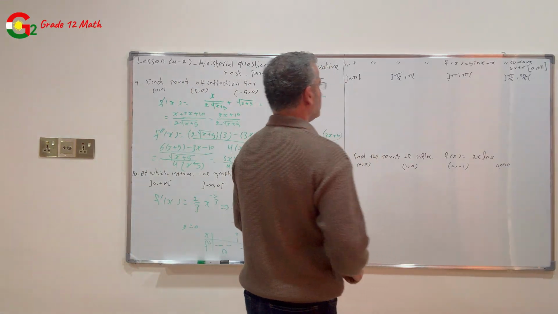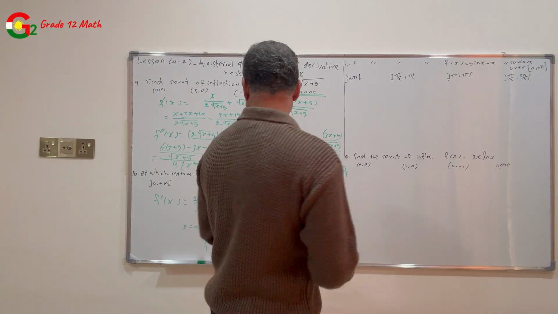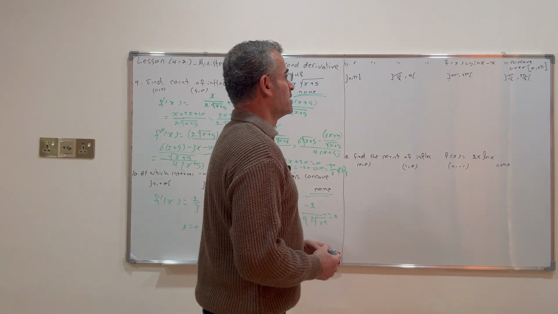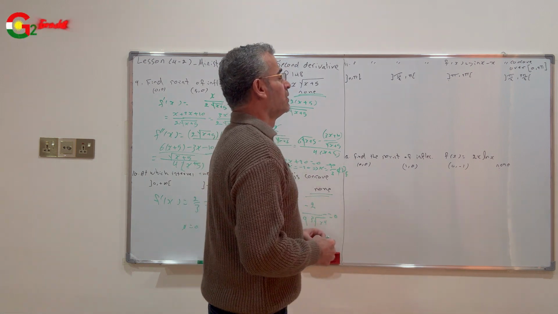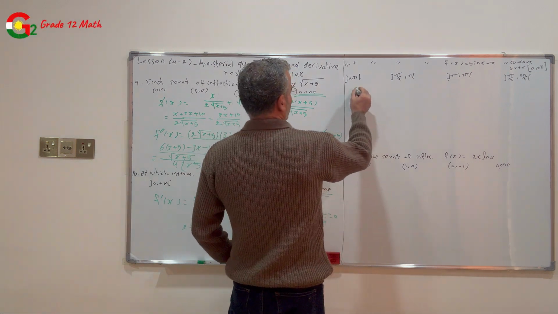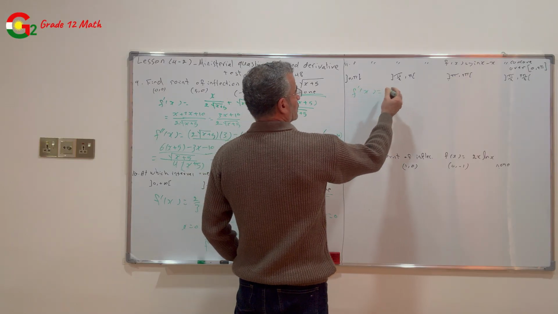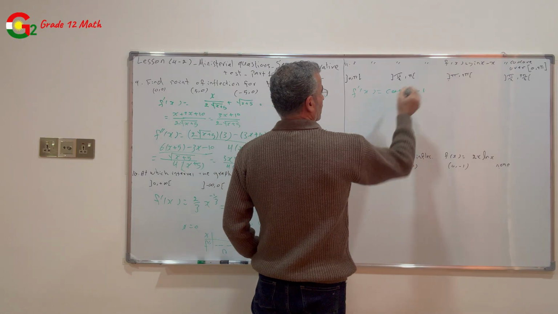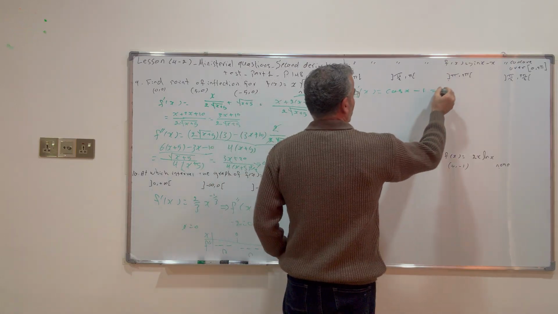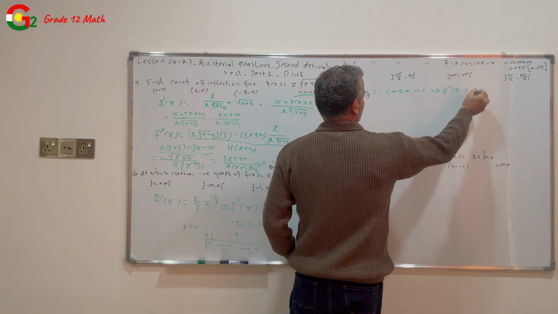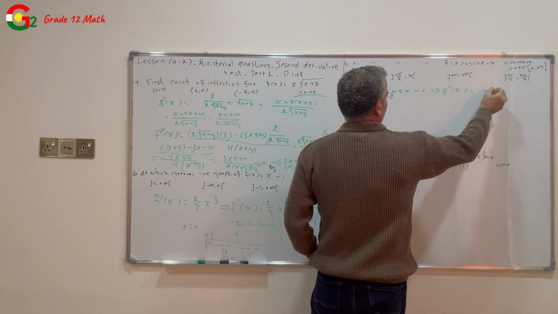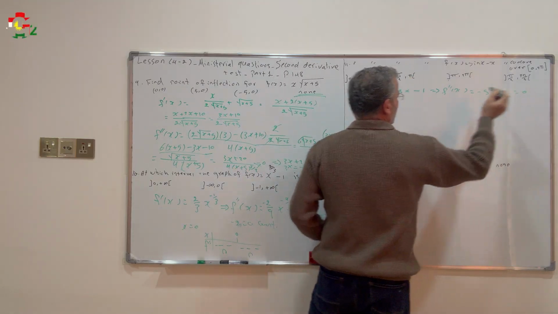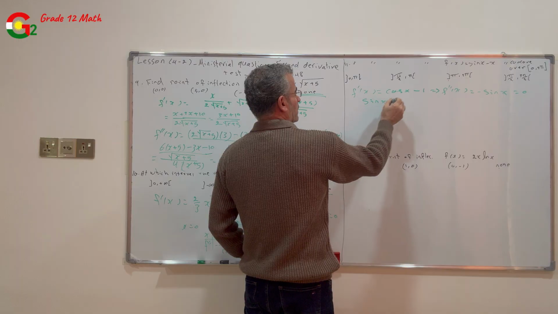Question number 11. At which interval is the graph of the function f of x equals sine x minus x concave over the interval 0 to pi? The first derivative, f prime of x, equals cosine x minus 1, since the derivative of sine x is cosine x and the derivative of x is 1. Then f double prime of x equals negative sine x minus 0. Set it equal to 0. Then sine x equals 0.